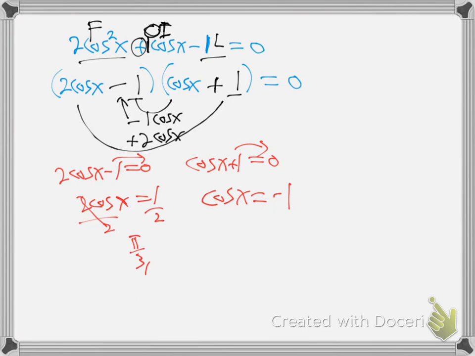Isn't it 7 pi? Is it? Oh, 5 pi, yeah. 5 pi over 3. Is that right? Is it 5 pi over 3? That could be right. And cosine is -1. That's going to be at pi, right? Those the answers, I think?